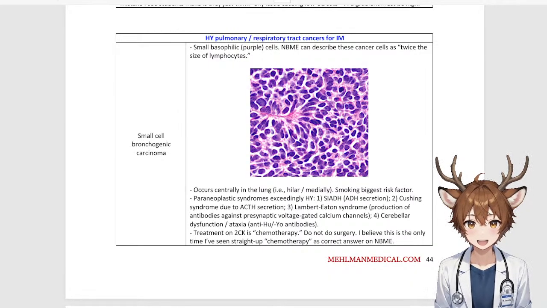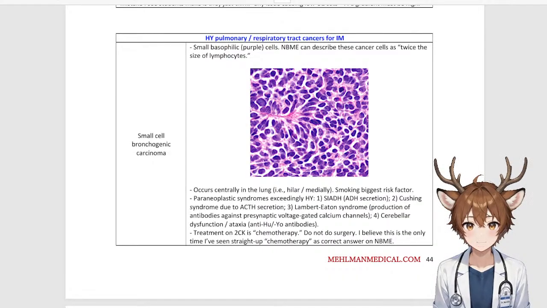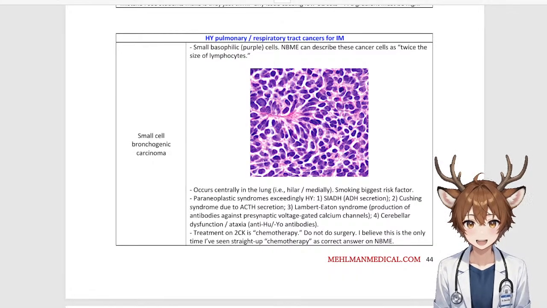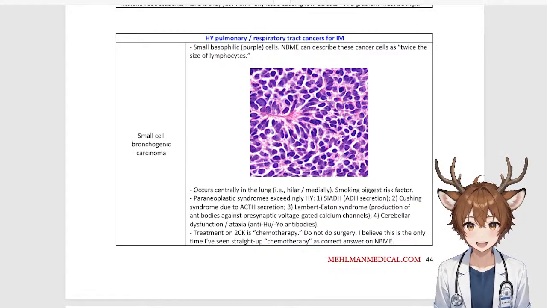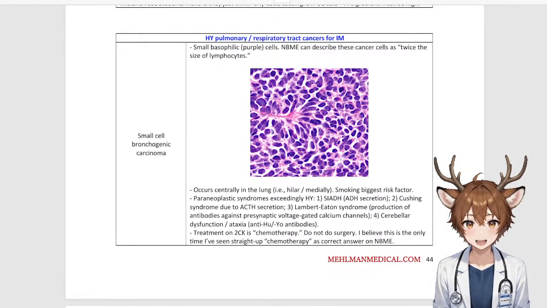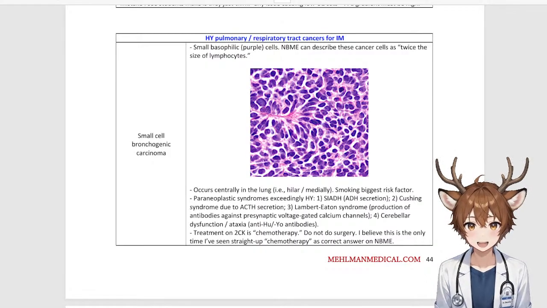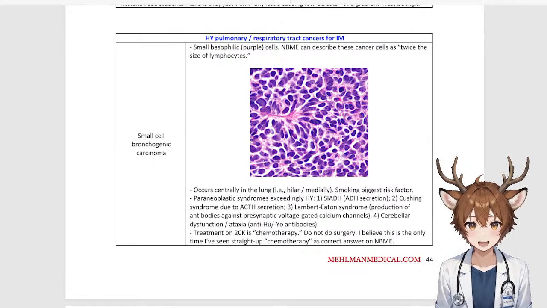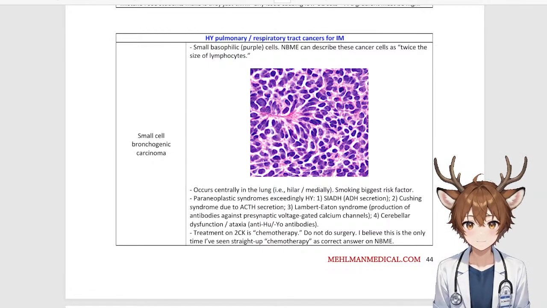Occurs centrally in the lung, that is to say hilar or medially. Smoking is the biggest factor. Paraneoplastic syndromes are exceedingly high yield. 1. SIADH, ADH secretion. 2. Cushing syndrome due to ACTH secretion. 3. Lambert-Eaton syndrome, production of antibodies against presynaptic voltage-gated calcium channels. 4. Cerebellar dysfunction, ataxia, anti-Hu and anti-Yo antibodies.